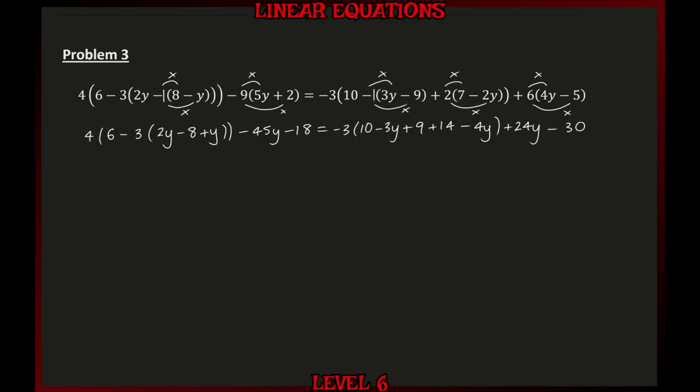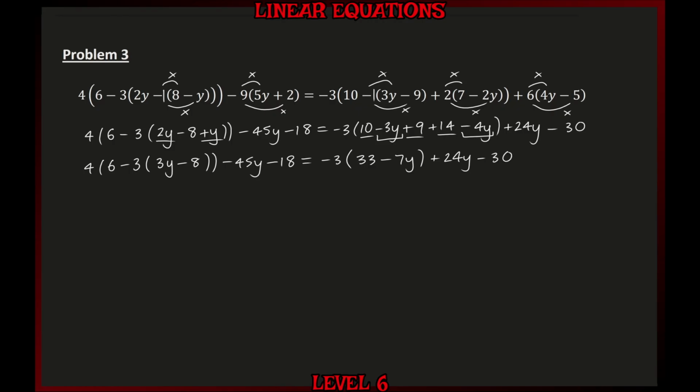We're now going to simplify inside these brackets. So we have 4 times 6 minus 3 multiplied by, and inside this bracket here, we can collect together the 2y and the plus 1y to give us 3y minus 8. We have minus 45y minus 18, and that's equal to minus 3 multiplied by, and inside the next bracket, we can collect together the 10, the plus 9, and the plus 14 to give us 33. We can also collect together the minus 3y and the minus 4y to give us minus 7y. And we still have a plus 24y and a minus 30 at the end.